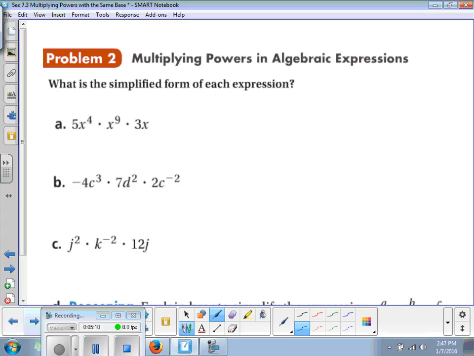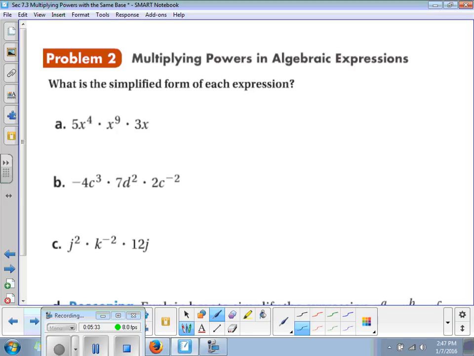All right. So, problem 2. Multiplying powers in algebraic expressions. We want to know what is the simplified form of each expression. Now, here, what are the exponents connected to? Just the variable. Just the x, just the variable.